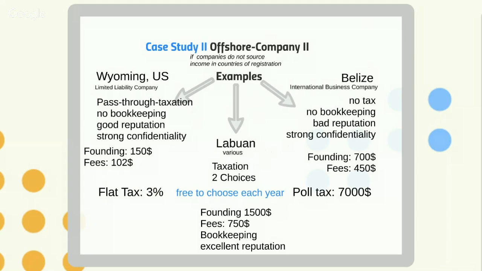So Labuan, what do you need to set up? It's around $1,500, $2,000 to get it set up. The yearly fees are around $750 to $1,000. Of course, you have to do bookkeeping, you have to do regular things you would have to do with your company in your home country, but it's probably less bureaucratic in other aspects, and it has an excellent reputation. You won't have a problem opening a bank account in Malaysia and Singapore and other countries. Same is true for Hong Kong.